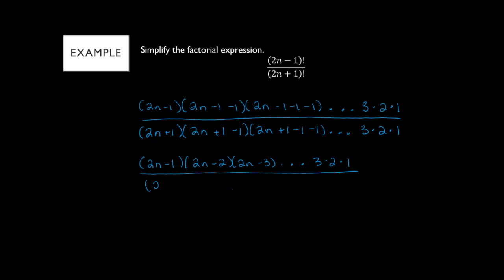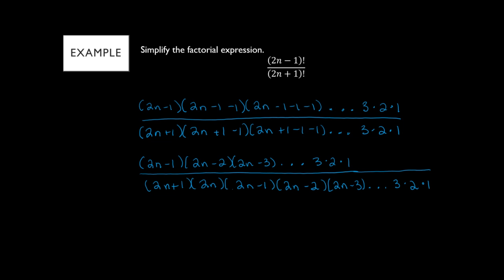And then the denominator, 2n plus, whoops, I lost my n, 2n plus 1. And then 2n plus 1 minus 1, so then that's just 2n. And then plus 1 minus 1, we end up with 2n minus 1. And then if I kept going, keep subtracting 1, I get 2n minus 2, 2n minus 3. And you can see that now we're starting to get to where we repeat. I'm going to draw my line out there.